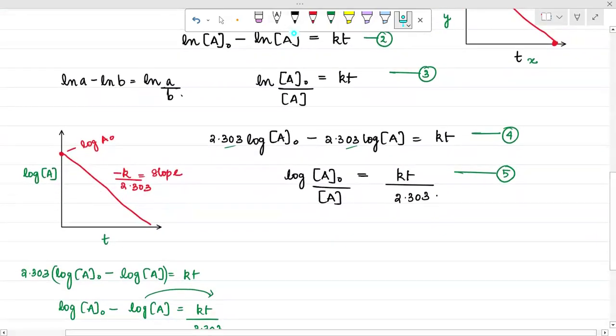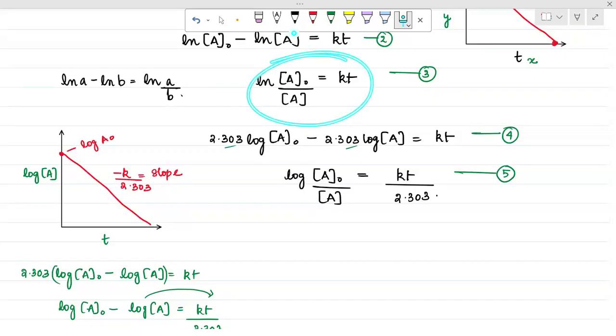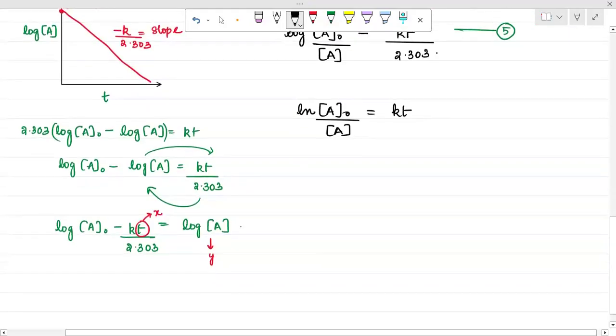Now I'll take equation number 6, another equation that you need, and it was asked in June 2025 as well, a variation. So I'll take equation number 3 to derive equation number 6. Okay. So what do we know? We know that ln A naught by A is equal to KT.